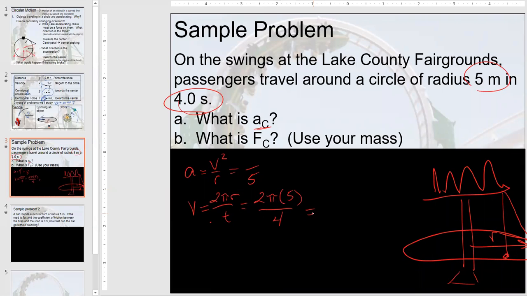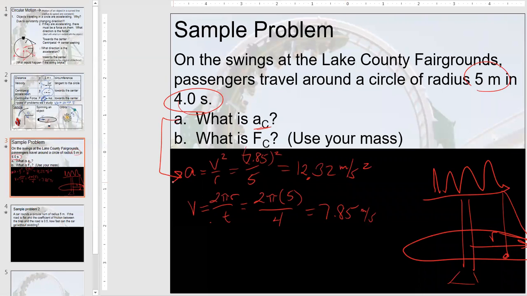So 10 times 3.14 divided by 4 is going to be 7.85 meters per second. Then we can put that back in up here: 7.85 squared divided by 5. And that gives us an acceleration of 12.32 meters per second squared. So that would be our answer to part A.